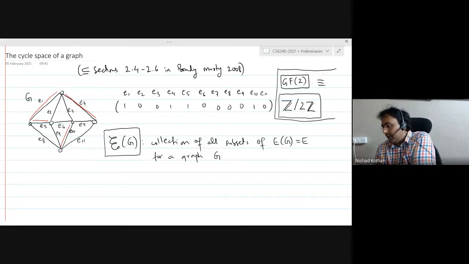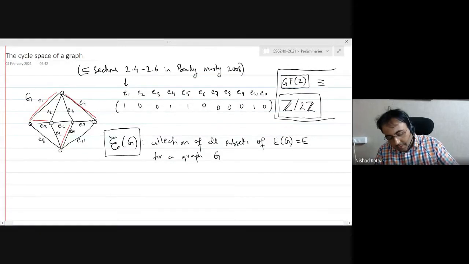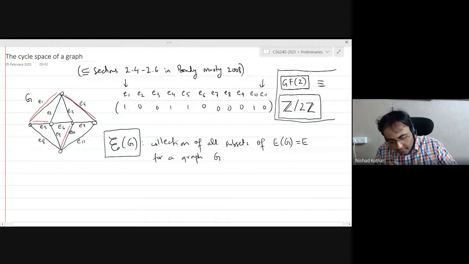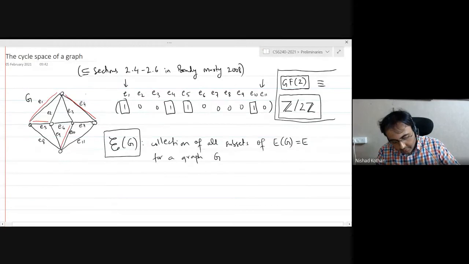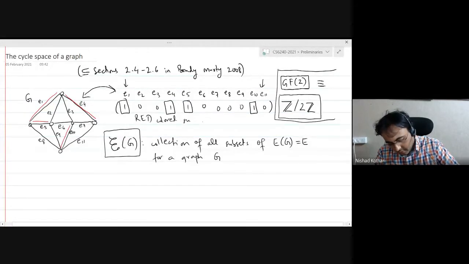Okay, so then this set of edges can be represented as a vector. So I have a vector with 11 components, each indexed by the edges. So the components of the vector are indexed by the edges of the graph, and I put a 1 whenever the edge is in the subset, and otherwise I put a 0, right? So this vector here corresponds exactly to the red colored subset.